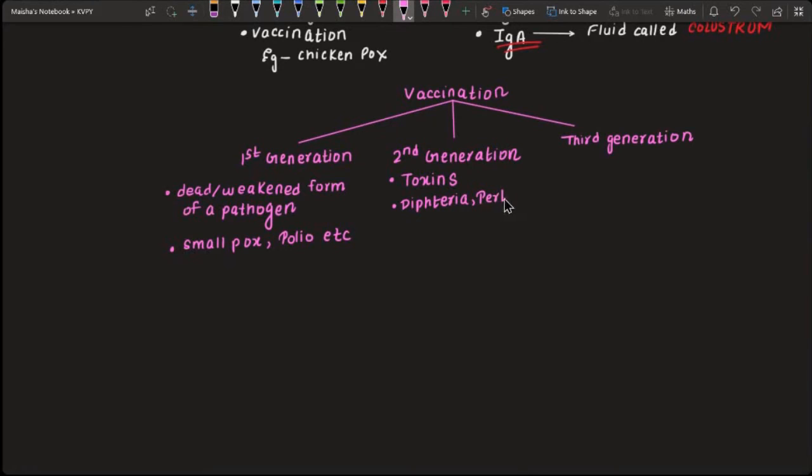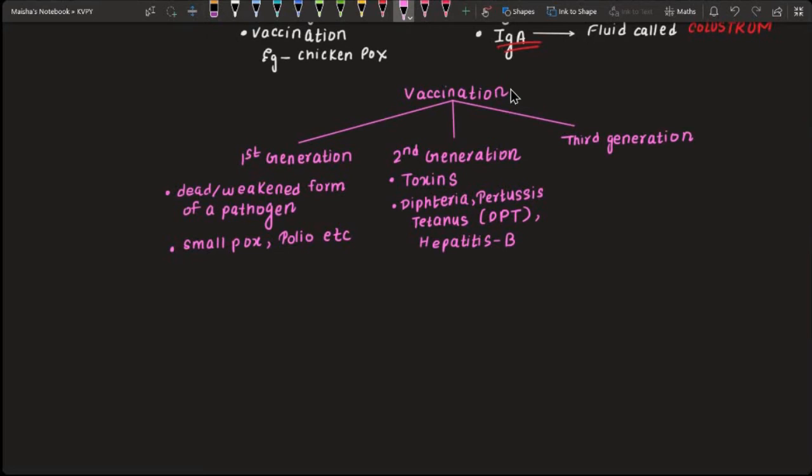So this second generation vaccine is used in diphtheria, pertussis, tetanus, which is the DPT vaccine, and it will also be applicable for hepatitis B disease. Next, we come to third generation vaccine.